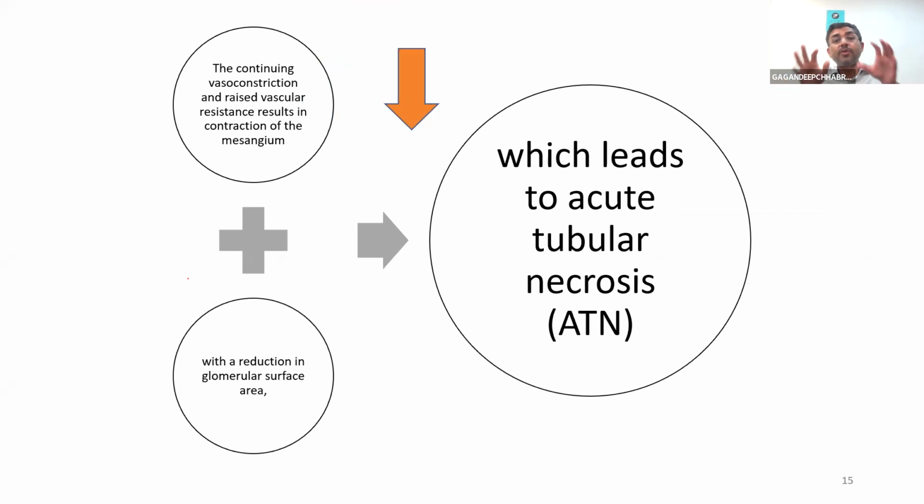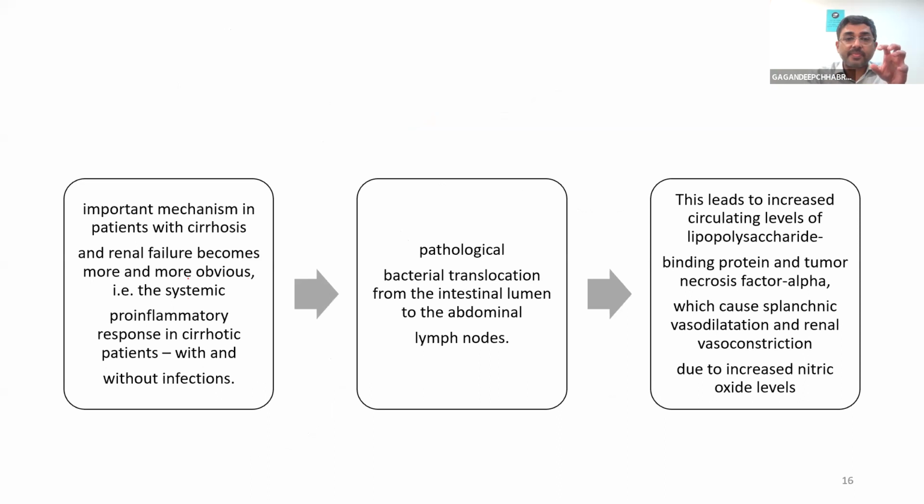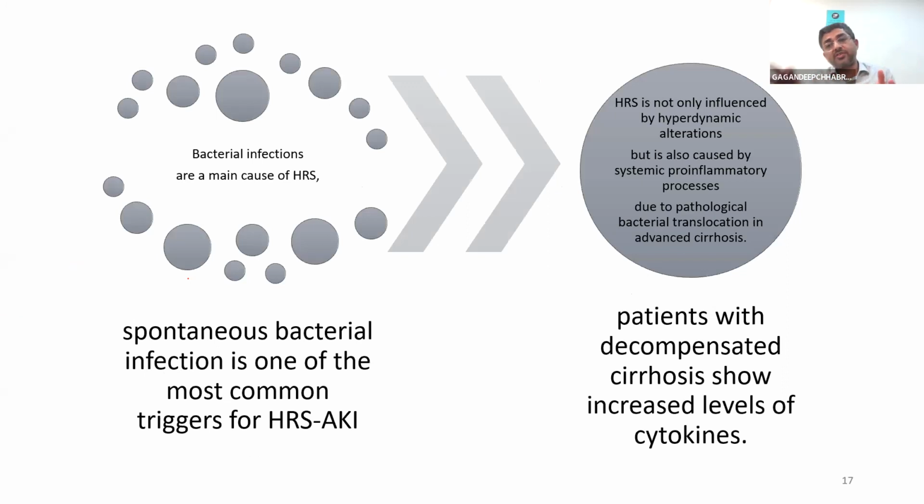Now, there is something more important happening along with this. What is that important part? The mechanism of inflammation is the important part. Bacterial translocation from the intestinal lumen to the abdominal lymph nodes may occur in patients with advanced cirrhosis. In these liver failure patients, this leads to increased circulating levels of lipopolysaccharide-binding protein and tumor necrosis factor, which causes splanchnic vasodilatation and renal vasoconstriction, secondarily leading to hepatorenal syndrome, or renal dysfunction, renal failure.